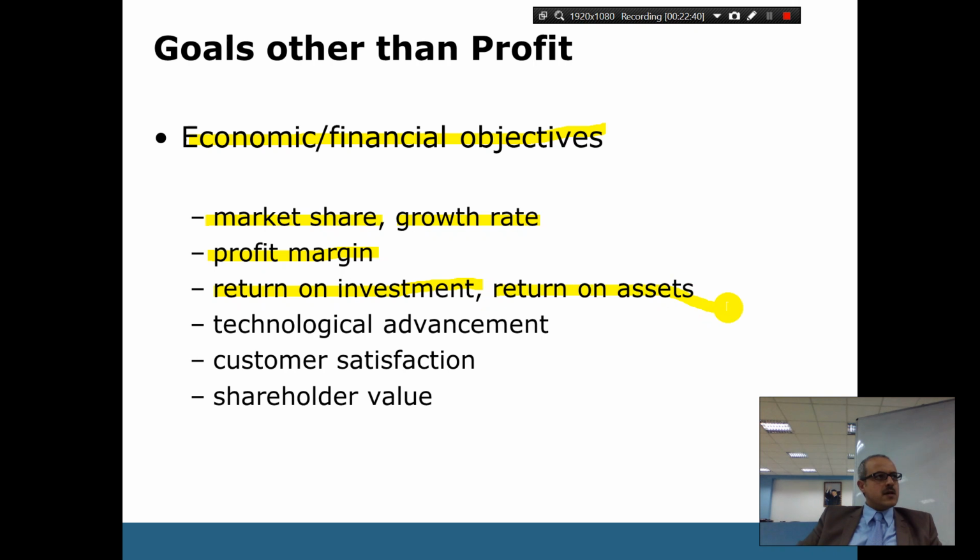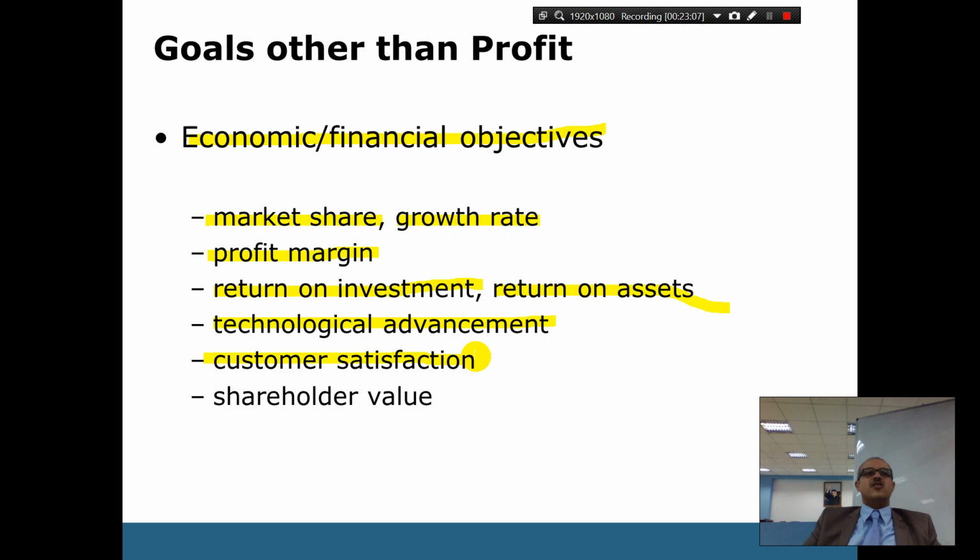Return on assets, how much money you make on every $1 you have in your assets, in your inventory. Technological advancement, maybe you want to be the number one in technology, or maybe you want to be the first to market when it comes to technology. Customer satisfaction. Do you guys know how to measure customer satisfaction? How much customers are happy? How much customers are coming back?